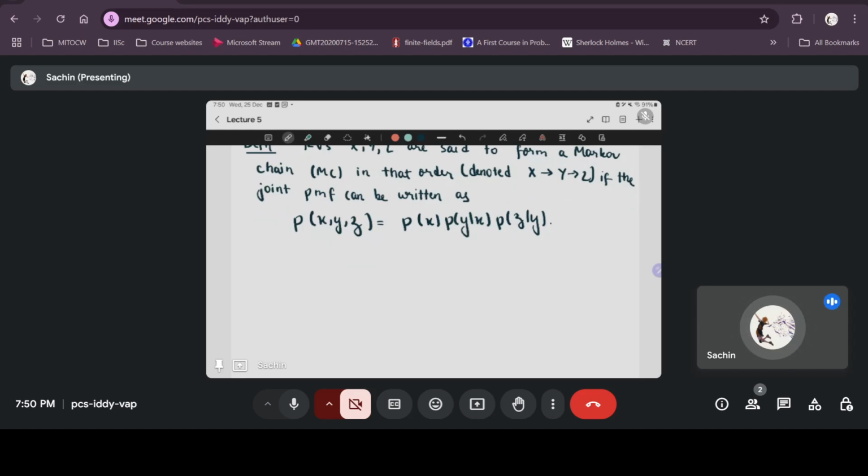So P of x, y, z, according to basic probability, would be equal to P of x times P of y given x times P of z given x and y. So in a Markov chain, we are saying that P of z given y is equal to P of z given x and y. That is, the conditional distribution of z given y is independent of x.